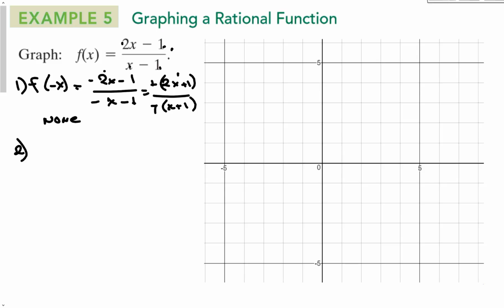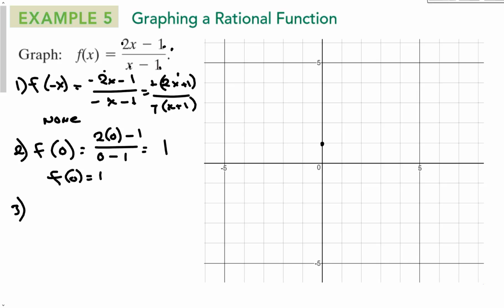Next, let's find the y-intercept. So we're going to find f of 0. That turns into 2 times 0 minus 1 over 0 minus 1, which is negative 1 over negative 1, which is 1. Okay, that's nice. One point done. So f of 0 is equal to 1.